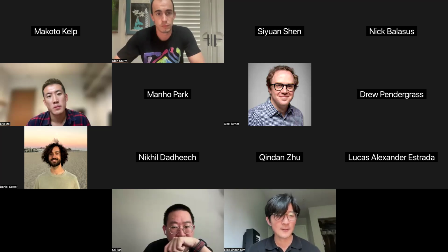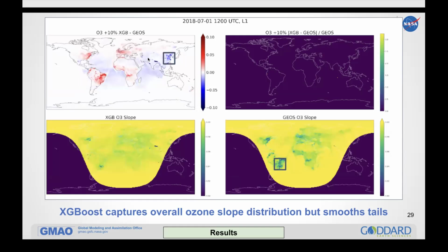And there are some more interesting spatial features like this underestimate specifically over Nepal that I haven't gotten a chance to dig into yet, but it might be worth probing in the future as well.